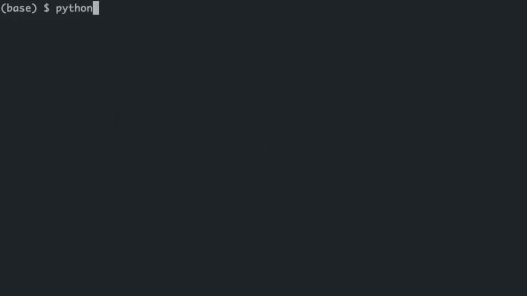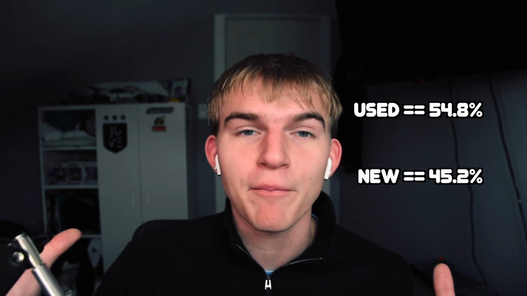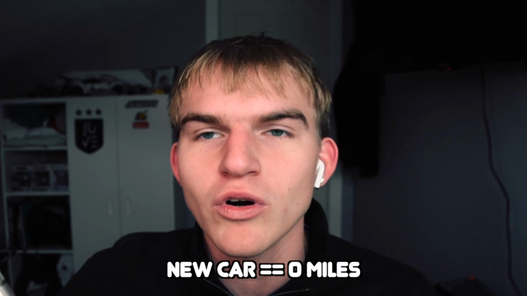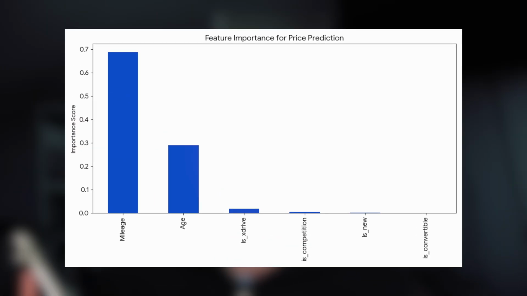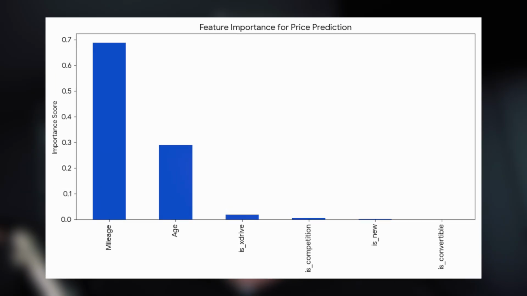I basically calculated the percentage of new cars to the percentage of used cars, and I had to see if we had too many new cars. And to my surprise, they came out pretty even. If we had too many new cars, we couldn't really use this data set and we would have needed more data. The mileage is a very important feature that changes the price a lot on these cars.